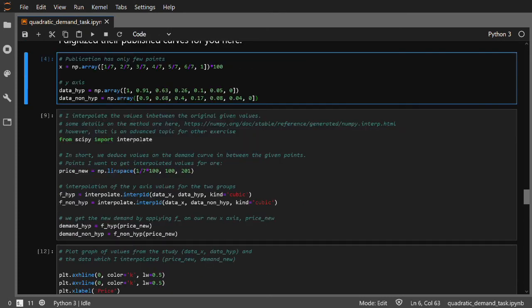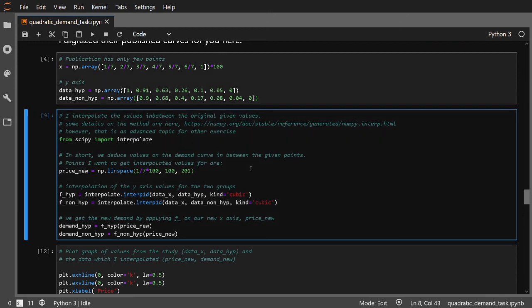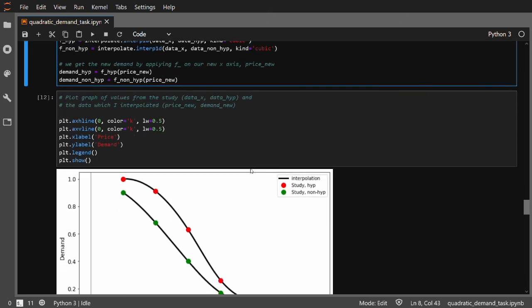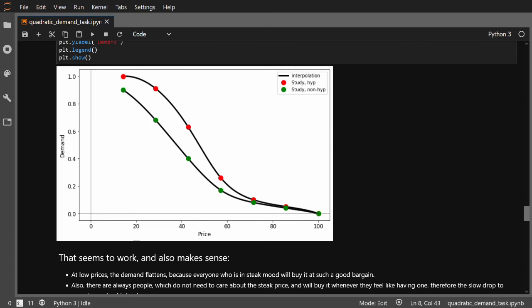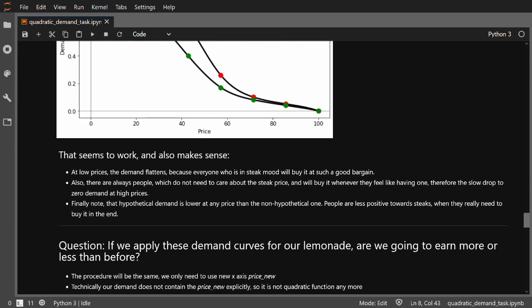Because there are only 7 points in the study, we are going to interpolate the data, which means figuring out what are the reasonable values of the data in between those points which were actually measured. So that's the meaning of the interpolation. After we do that, we are going to plot the data in points, the data from the study, and the interpolated lines in between, and discuss if the curves again make sense and make more sense than the linear equation we assumed in the beginning.